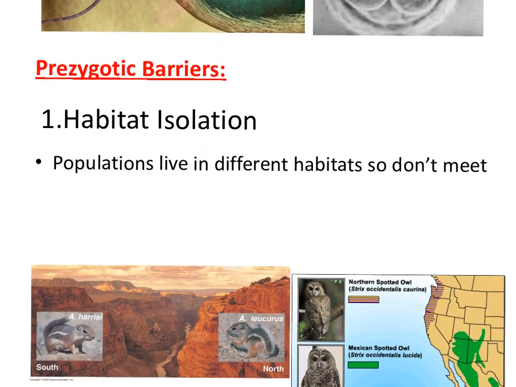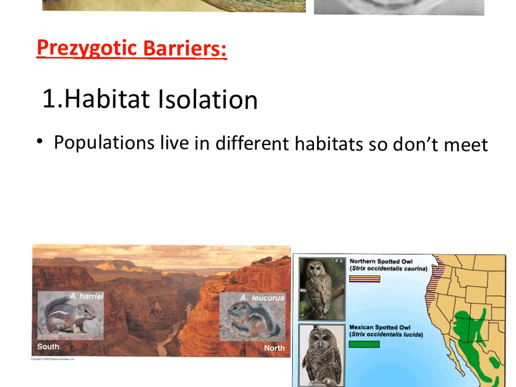Pre-zygotic barriers, there are 5 of them. Number 1, we saw with that bird example. That is called habitat isolation, or you could also call it geographic isolation. It's the same thing. It means that the two populations are physically separated. They do not access one another. They live in different places. One example of this is the squirrels pictured by the Grand Canyon.